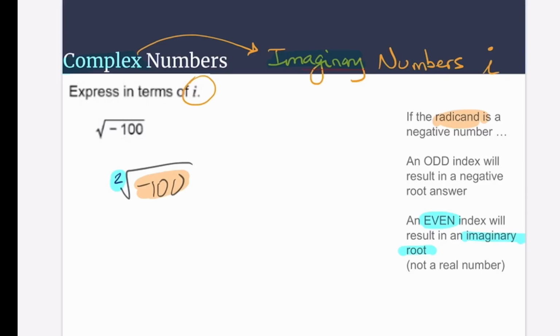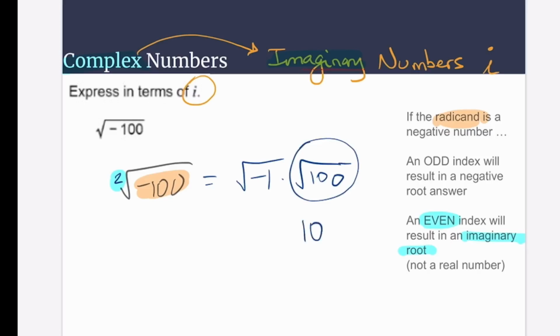So what that means is when you simplify this, we're going to break this up into the negative 1 and then the positive integer. The square root of 100 is 10. Now this radical negative 1, we are now going to take it out and write that as an I. So this would actually be your answer.